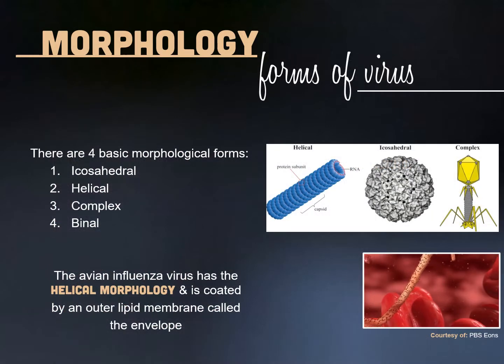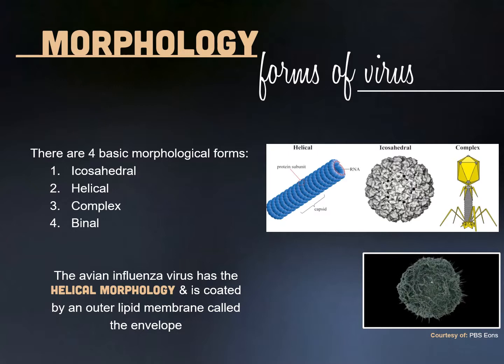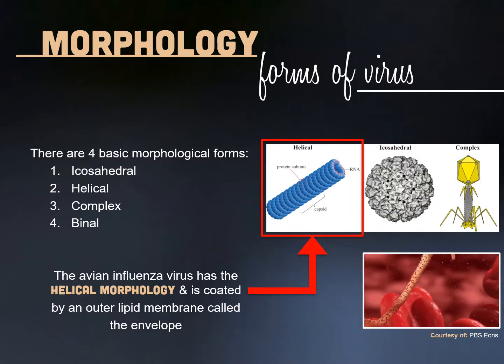There are 4 basic morphological forms, namely icosahedral, helical, complex, and binal. The avian influenza virus has the helical morphology and is coated by an outer lipid membrane called the envelope.